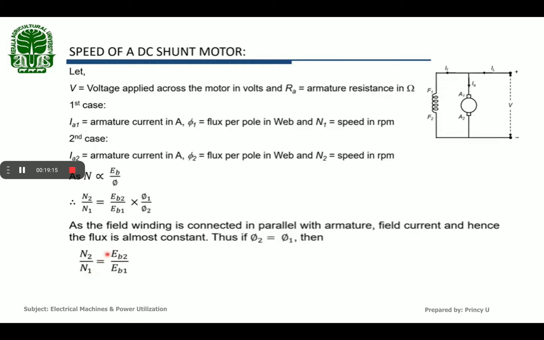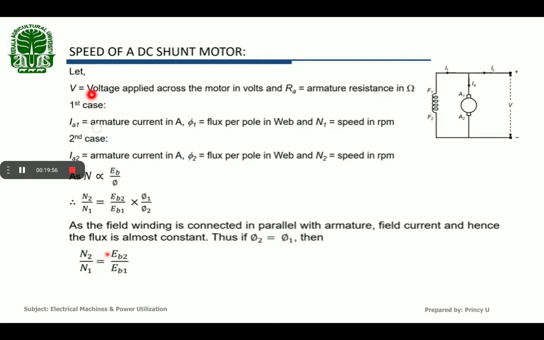Similarly, we have an equation for a shunt motor, the speed of a shunt motor for different cases. If we have a full load speed and the corresponding armature current, we have a particular load, a half load, 3/4 load, and we can use this equation. In a particular case, the armature current and flux are given. And in the second case you have given the flux and armature current, but you don't know the speed. Then you can find the second speed by considering this equation, whether it is a DC series or shunt motor.